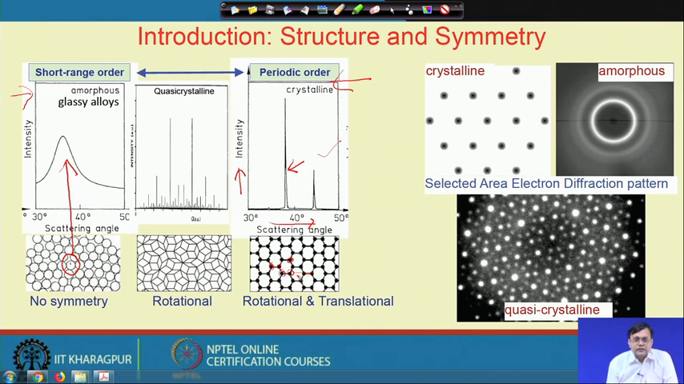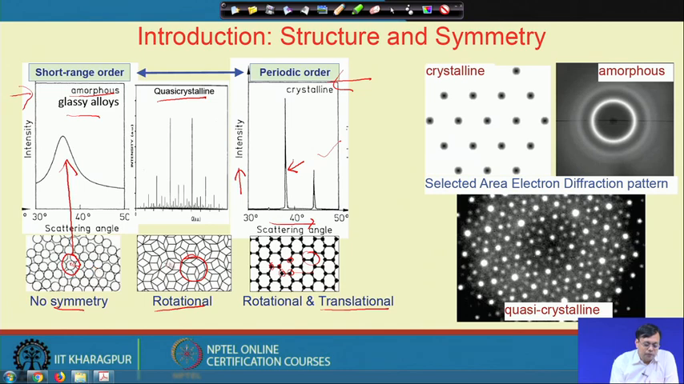Atoms are basically sitting at a particular or fixed distance, whereas here the atoms have no fixed position and they are randomly distributed. So, these materials are often called amorphous materials. In the case of alloys, we call them glassy alloys. At the same time, here there is no symmetry, and here we have both translational symmetry, meaning periodicity of the atoms, as well as rotational symmetry. But in the case of a quasi-crystalline structure, we only have rotational symmetry. Here you can see the rotational symmetry exists.